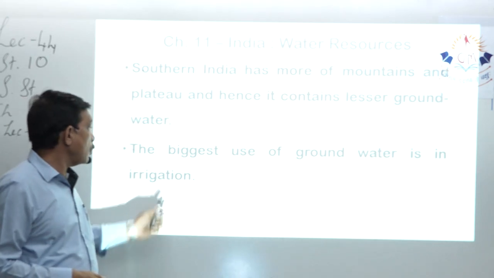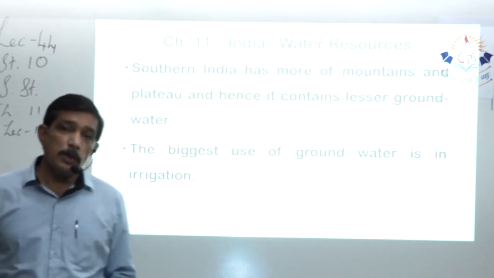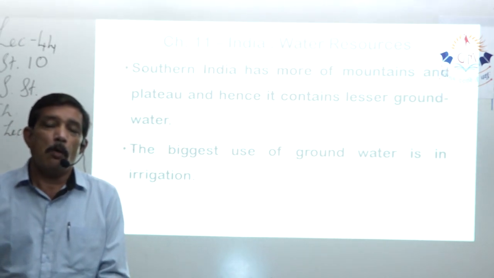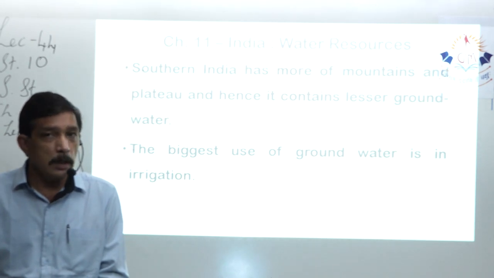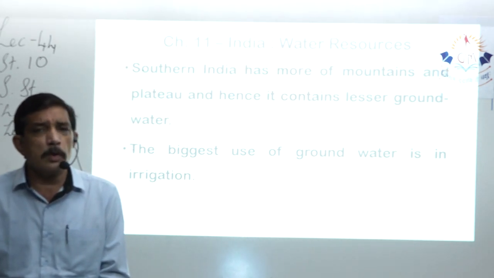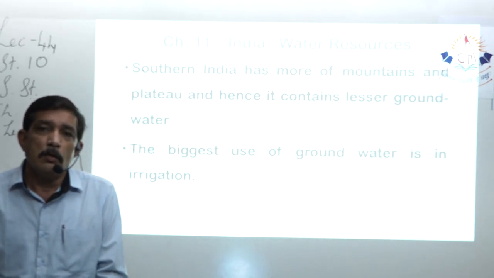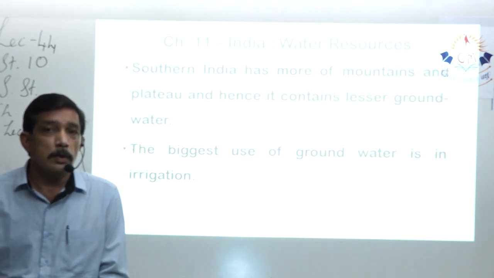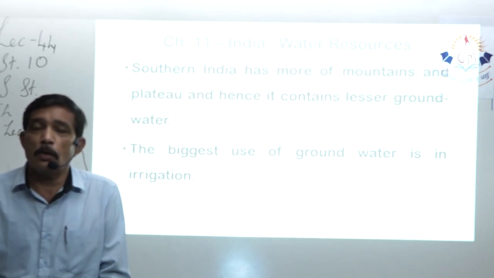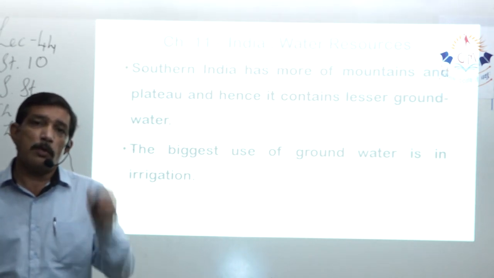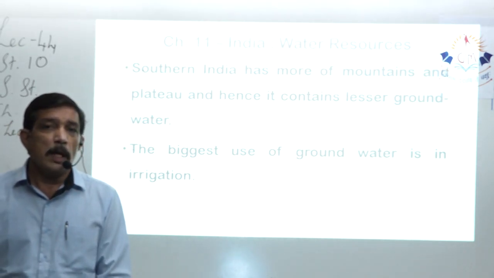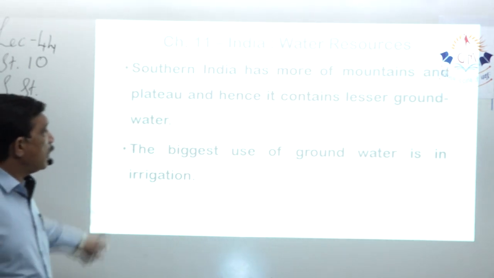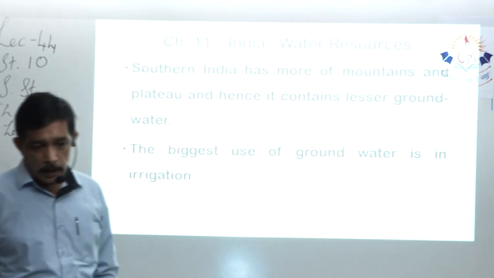The biggest use of groundwater is in irrigation. The maximum use, even more than industrial purposes, is irrigation. The maximum use all over the world is primarily for irrigation of the agricultural crops that we grow, because we pump out a huge amount of water from under the ground and give it to the fields for growing food. So the biggest use of groundwater is in irrigation.